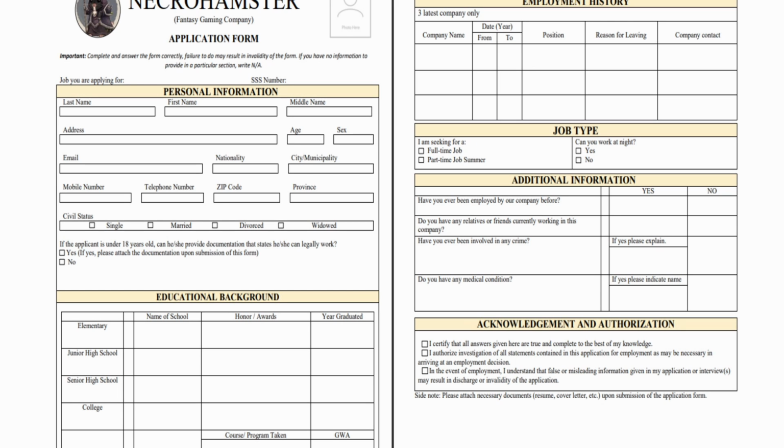Good day everyone! As you can see, our application form has 8 parts. The space where you put the job you are applying for and your SSS number, personal information, educational background, employment history, job type, additional information, acknowledgement and authorization, and lastly, signature of your printed name and the date.